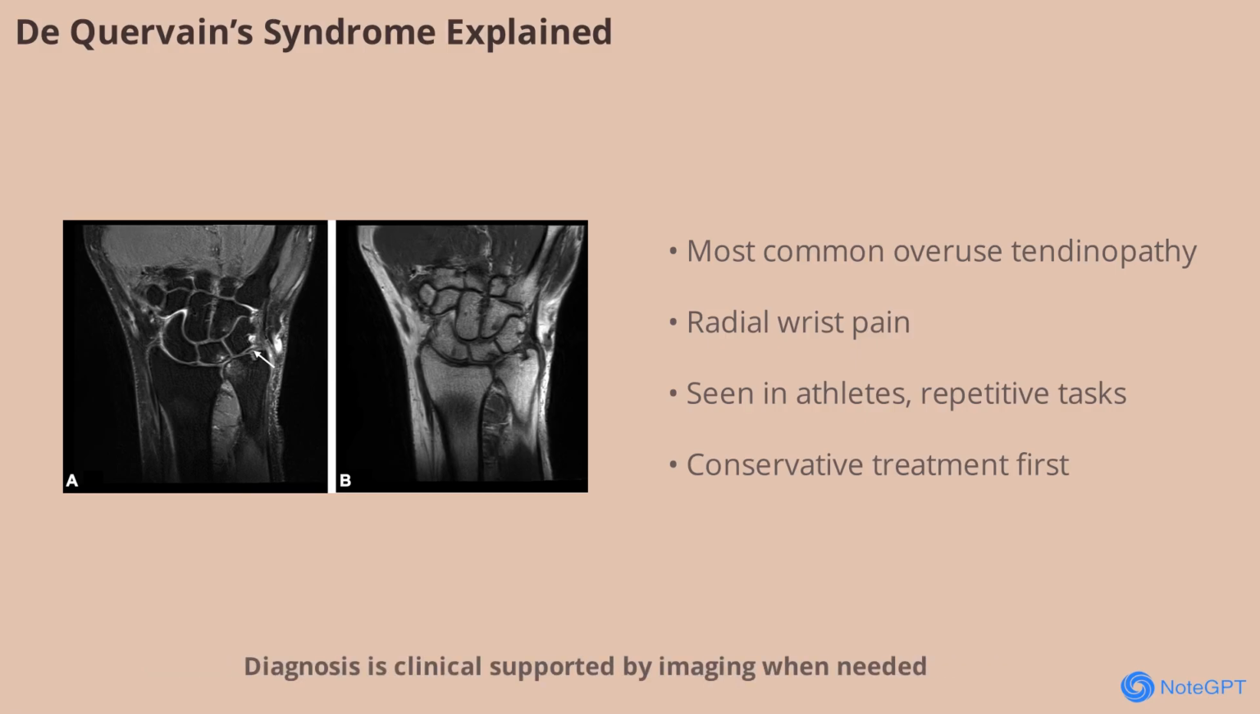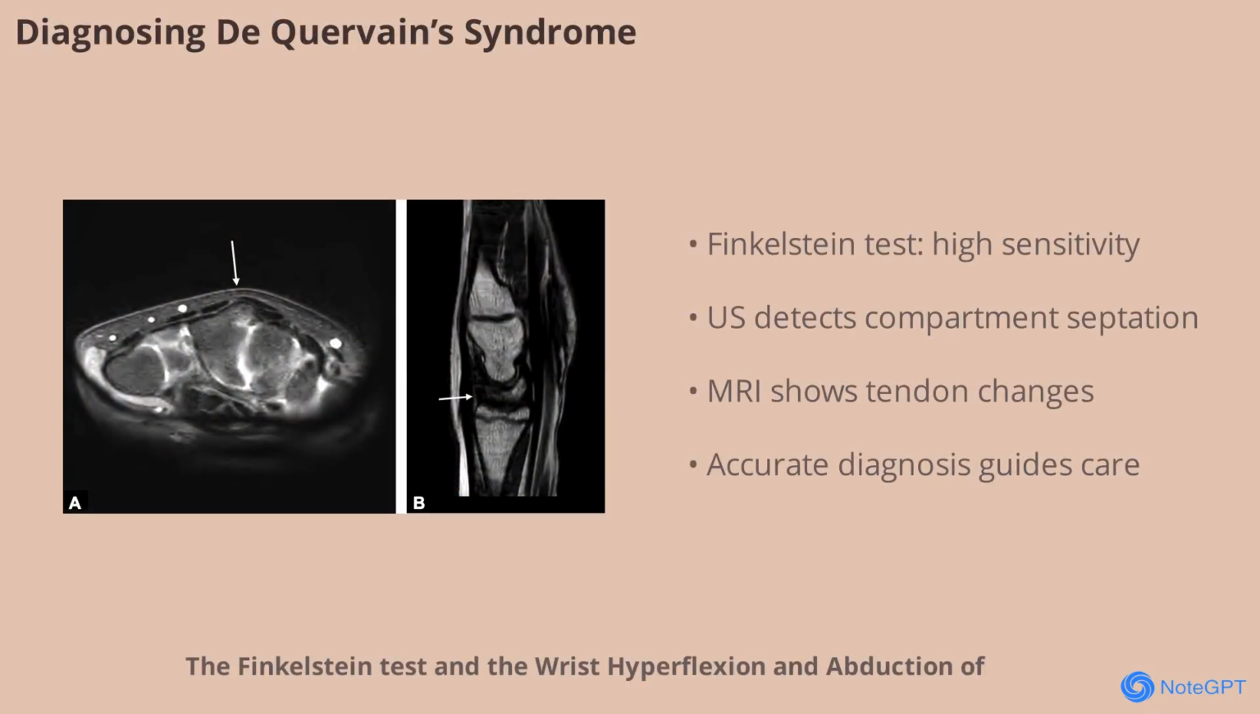Diagnosis is clinical, supported by imaging when needed. Conservative management is usually effective, but surgery may be required if symptoms persist. The Finkelstein test and the wrist hyperflexion and abduction of the thumb test are commonly used to diagnose de Quervain syndrome.